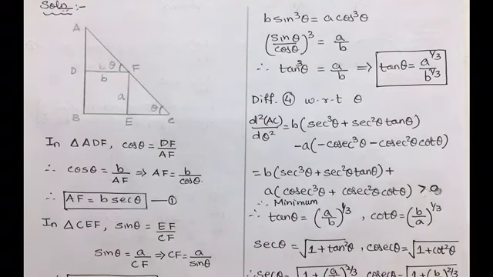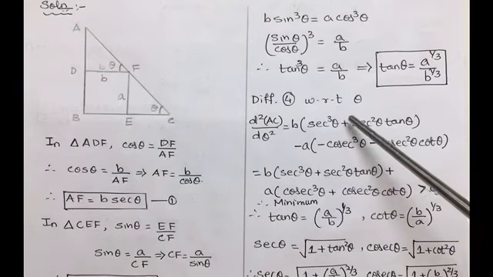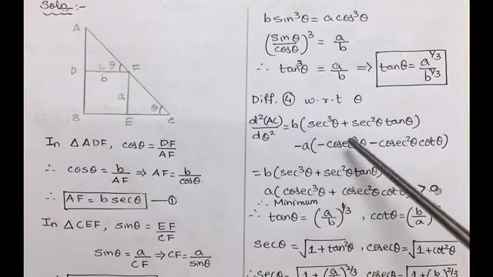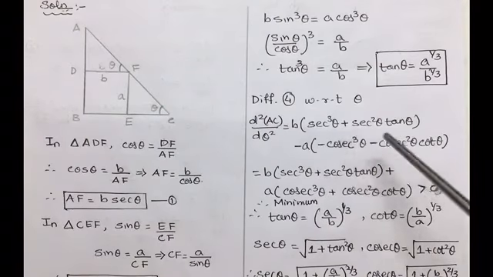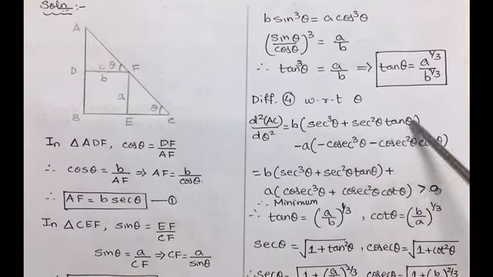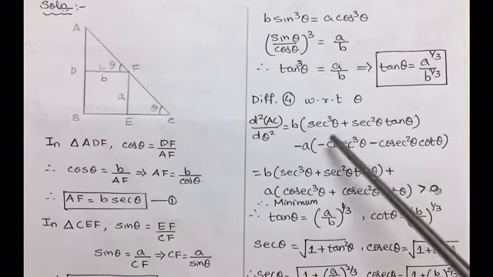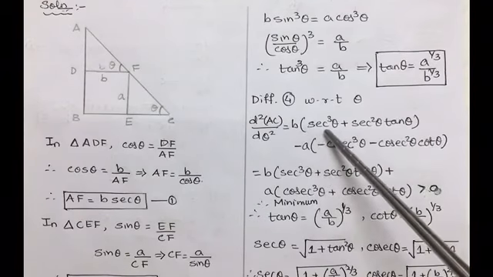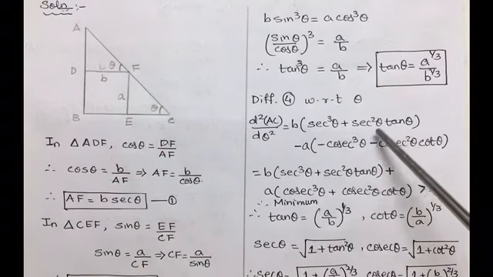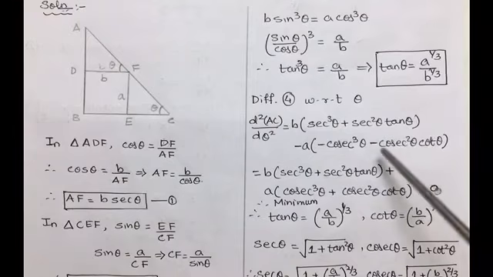Now to prove that the length is minimum, again statement number 4 is differentiated with respect to theta, that is, the first derivative is again differentiated. So differentiating it, using the multiplication rule for sec theta tan theta, we get B as common. Tan theta's derivative is sec square theta, so that makes sec cube theta, and derivative of sec theta is sec theta tan theta, so it makes sec square theta tan theta.